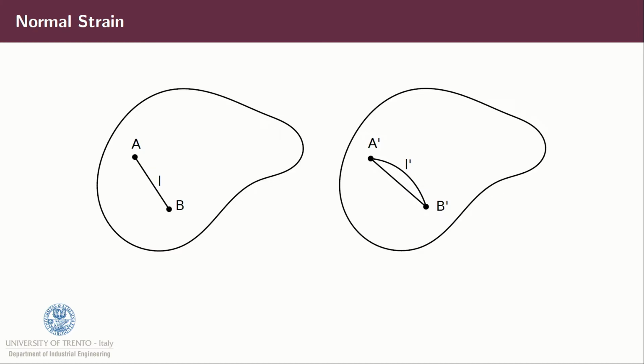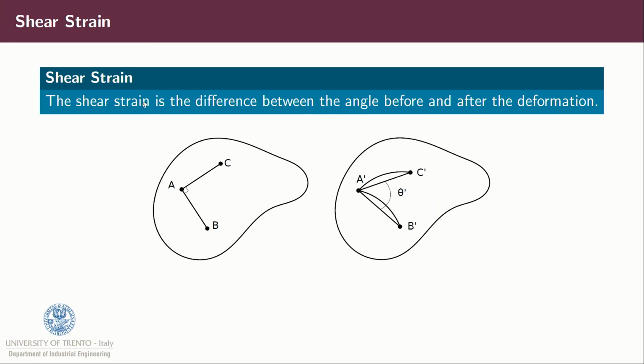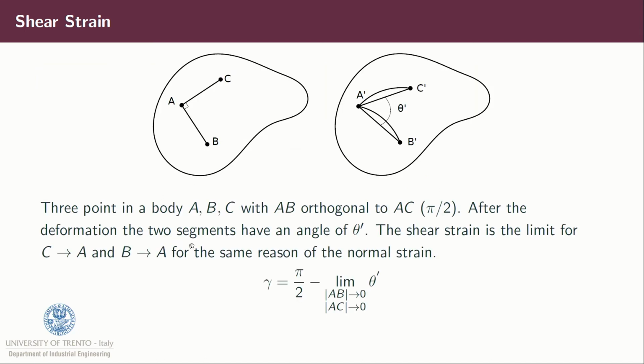So here we have a figure describing our body before deformation and after deformation. Here we have the length L, and here we will have the length L prime. We can also define a shear strain as the difference between the angle before and after the deformation. Before we will have, for example, a 90 degrees angle, and after we will have an angle which is theta prime. So if we use this definition, we will have that gamma, which is our shear strain, is equal to pi half minus the limit of theta prime with AB going to 0 and AC going to 0.